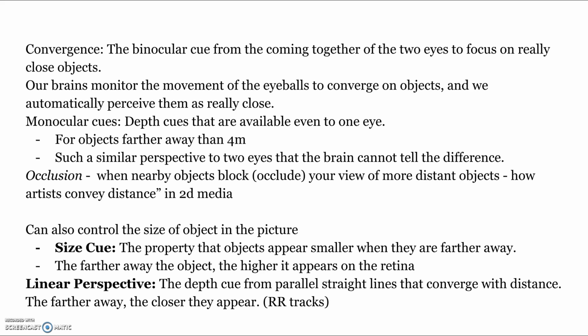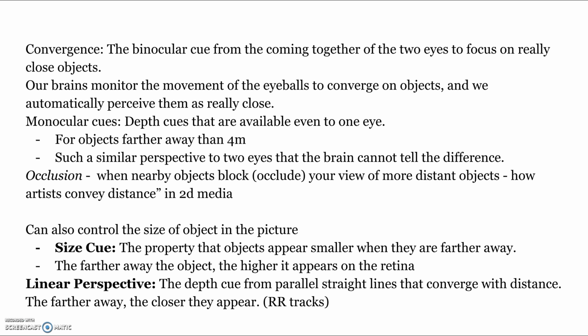Convergence is the binocular cue from the coming together of the two eyes to focus on really close objects. Our brains monitor the movement of the eyeball to converge on objects, and we automatically perceive them as really close. Monocular cues are depth cues that are available even to one eye, for objects further away than 1 meter, such that there is a similar perspective to the two eyes and the brain cannot tell the difference.